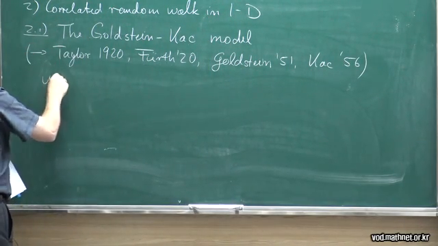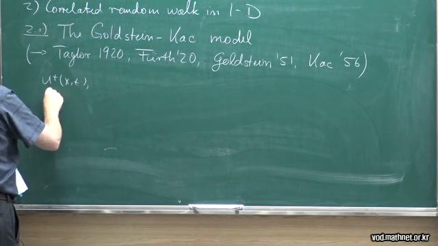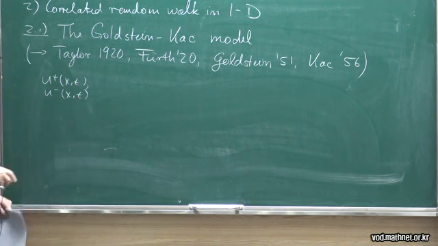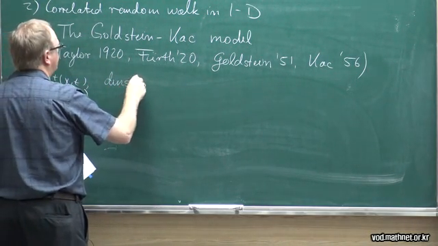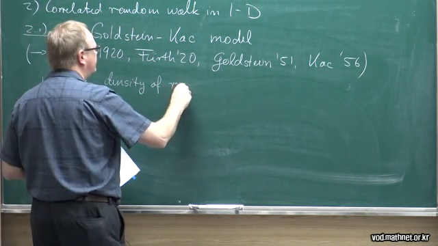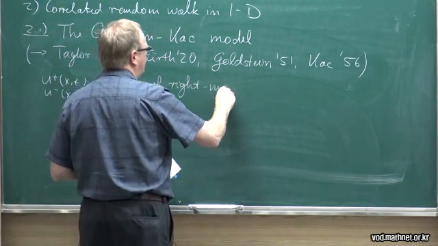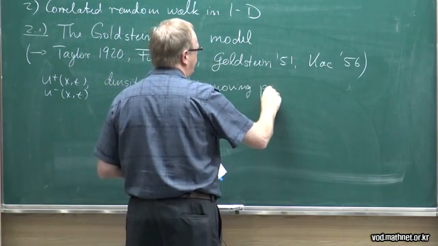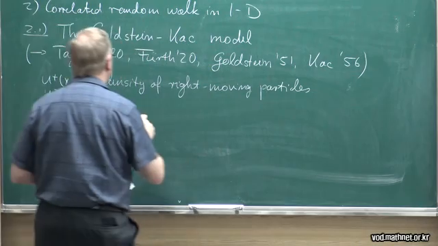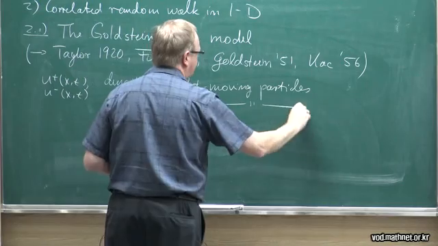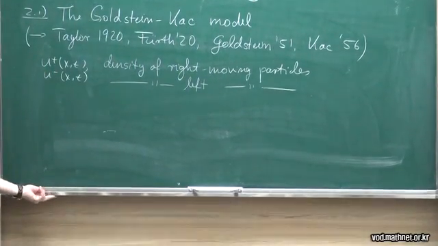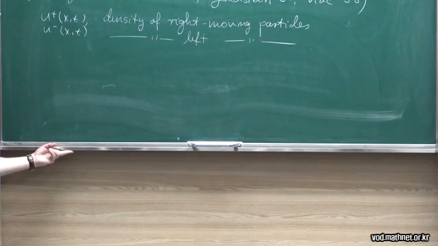So we have two population densities, u plus of x,t and u minus of x,t. Plus indicates cells which move to the right, and minus indicates cells moving to the left. So that's the density of right-moving particles, and the other one is the density of left-moving particles. And now I would like to write down a PDE for their movement and for their change of direction.